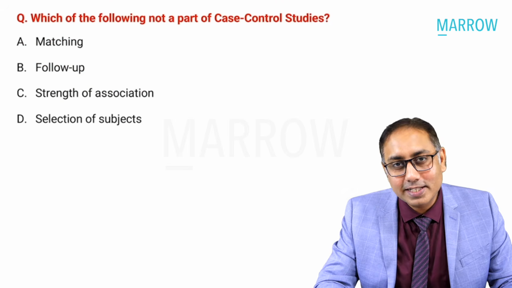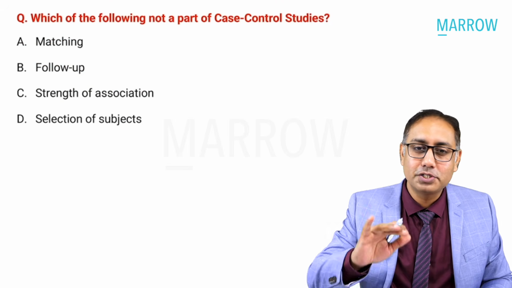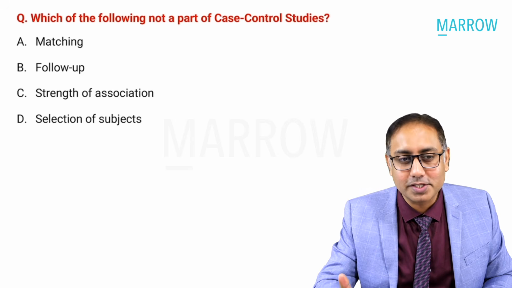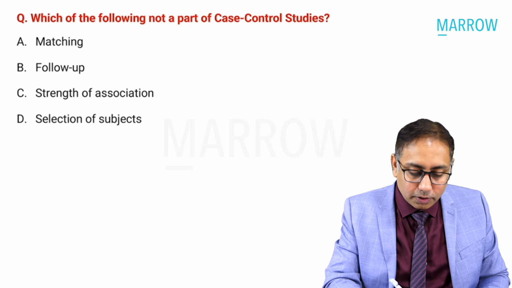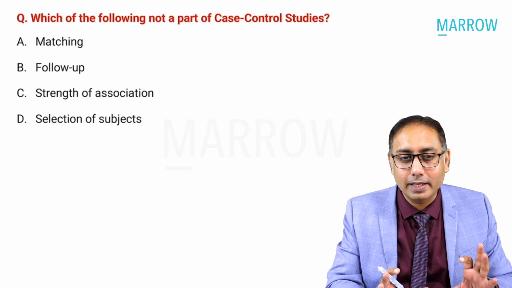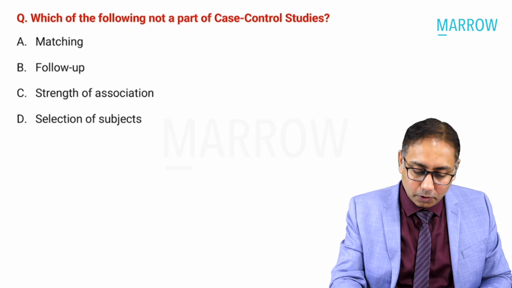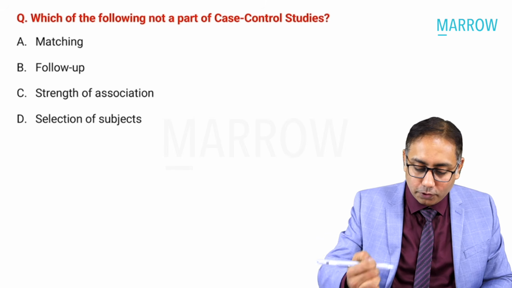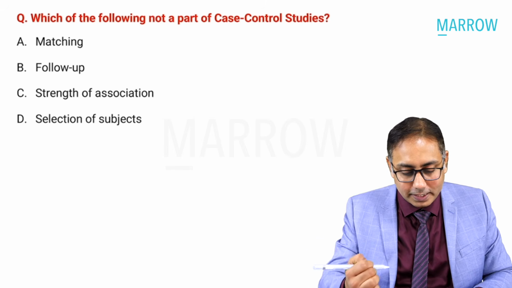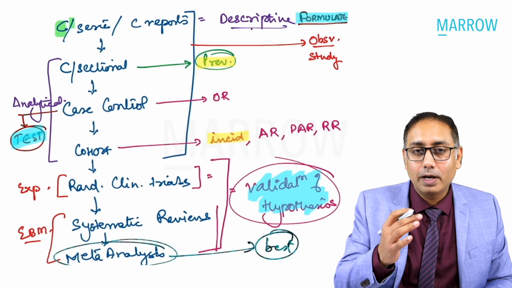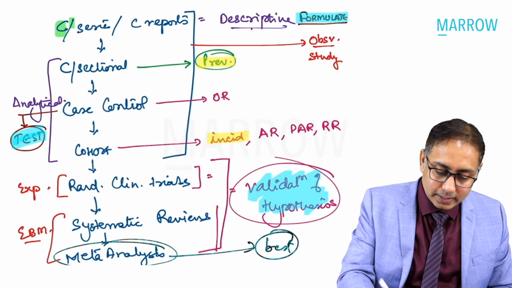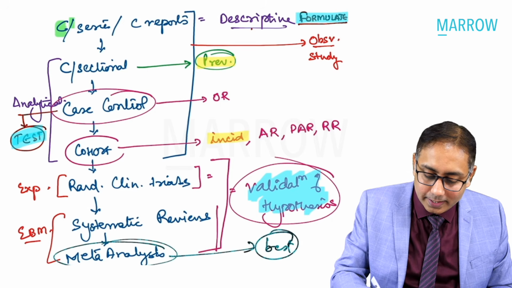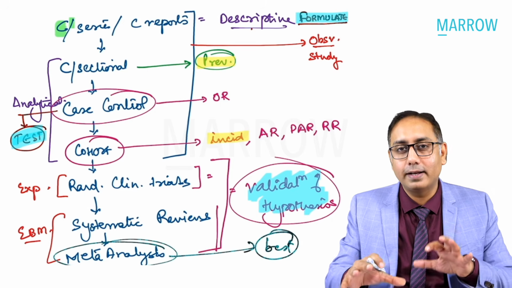So moving to the next similar MCQ: which of the following is not a part of the case control studies? So what do you want to answer over here? Just now we saw things about the case control and the cohort studies. The options given to you were matching, follow-up, strength of association, or selection of subjects. I would like you to understand that case control studies are something like cohort studies. They go hand in hand.